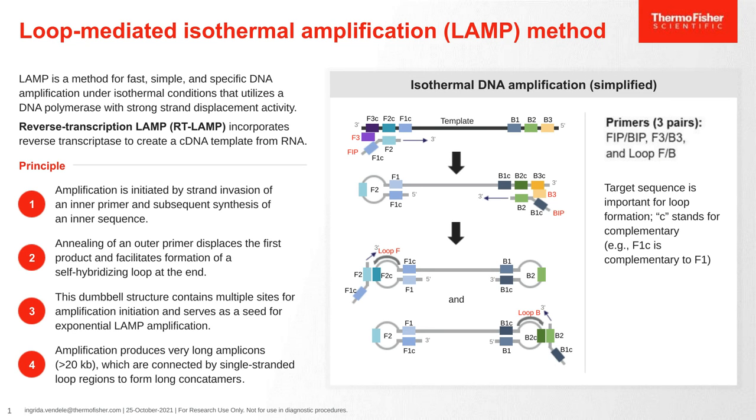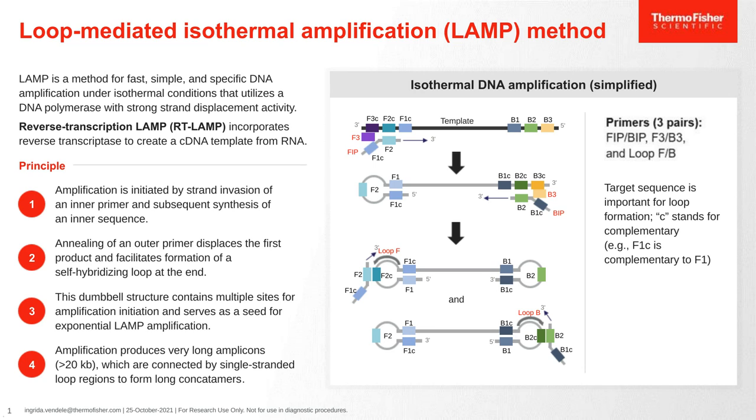LAMP stands for loop-mediated isothermal amplification. It is a fast, simple, and specific DNA amplification technique under isothermal conditions. DNA polymerase used in LAMP has a strong strand displacement activity, meaning that amplification of DNA can occur at a single temperature because there is no need for a denaturation step to separate DNA strands. When RNA is used as a template, a reverse transcriptase can be incorporated into the reaction to convert RNA into copied DNA. Briefly, LAMP uses 4 to 6 primers, as demonstrated on the right.